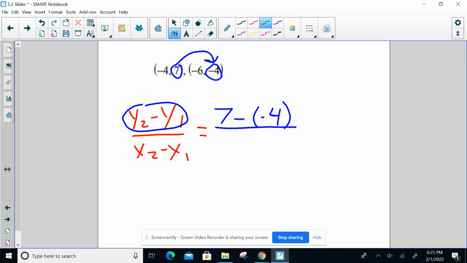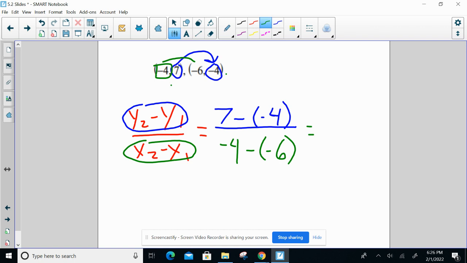But there you go. All right, now on the bottom, the x's. You're going to subtract the x's. Again, I started with 7 and went to negative 4, so I have to start here at negative 4, and subtract a negative 6. So, like I said, the order doesn't matter, but whatever you pick, you have to be consistent. Okay? Subtract the x's. I went from the first point to the second point. Subtract the y's. Went from the first point to the second point.